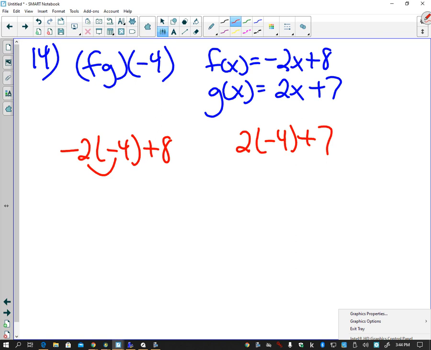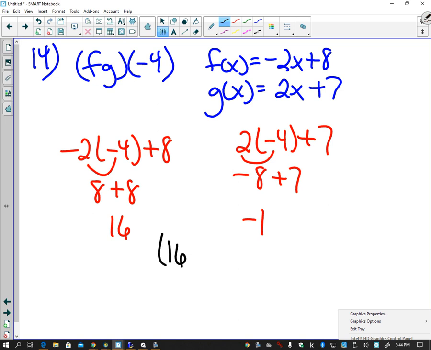Negative 2 times negative 4 is positive 8. 8 plus 8 is 16. 2 times negative 4 is negative 8. Plus 7 gets me an answer of negative 1. 16 times negative 1 is just simply negative 16. And that's a lot easier than solving algebraically. I think that'll be the fastest way for you guys to get to your answer.